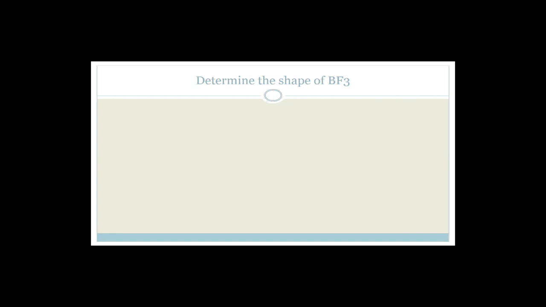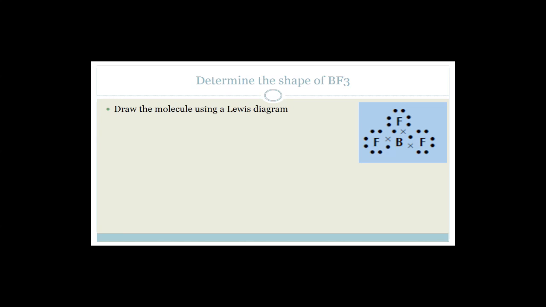It says determine the shape of BF3. So again, we're going to draw the molecule using a diagram, and boron is in group 3, and fluorine is in group 7. So we draw boron with 1, 2, 3. And then we start filling in because we've got fluorine, and remember fluorine's in group 7, so it's going to have 7 valence electrons. So it goes 1, 2, 3, 4, 5, 6, 7, and you end up with the space over there. Similarly over here and similarly over here. So what we're saying is that boron joins up with fluorine in the ratio of BF3. The central atom is boron.